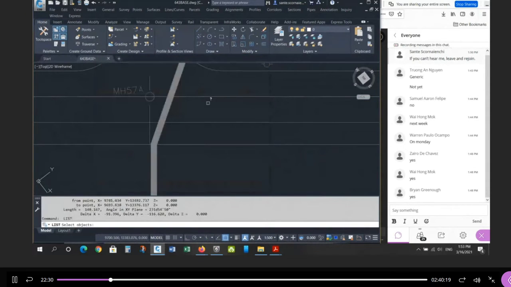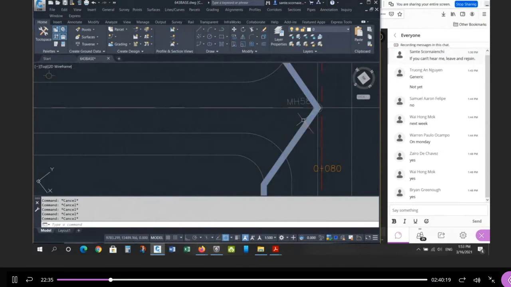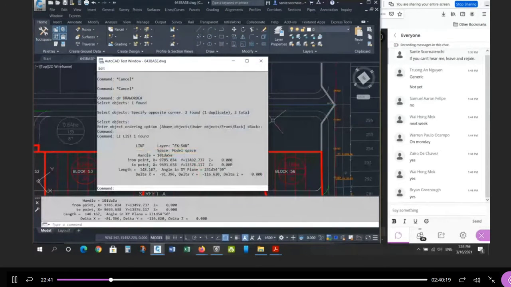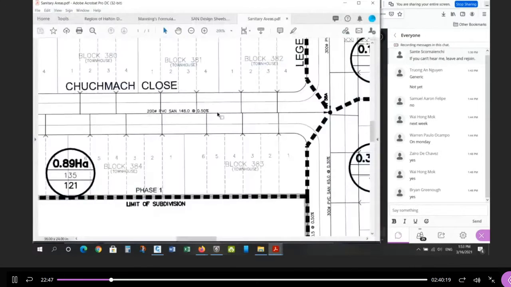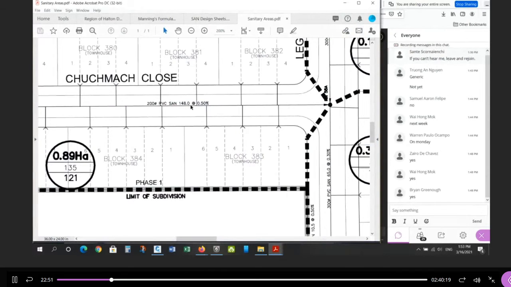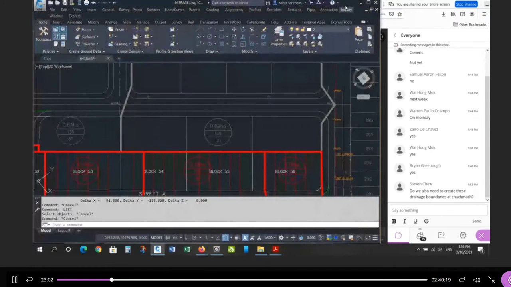And this one here is 148. That might be too long, might be the wrong one. Hang on a second. Sorry, this sewer here is 148. So let's just check here. Yeah, 148 meters. That distance is actually from the CAD file, right? It knows the distance between the maintenance holes. Do we also need to create these drainage boundaries? No, you don't. I just want to show you, I want to relate it to our work.